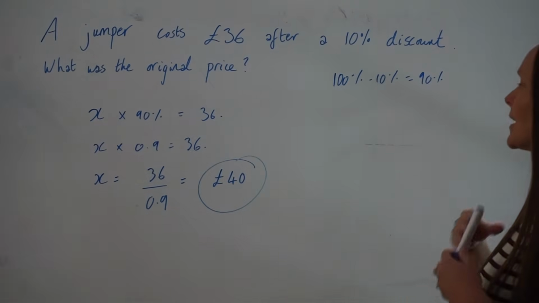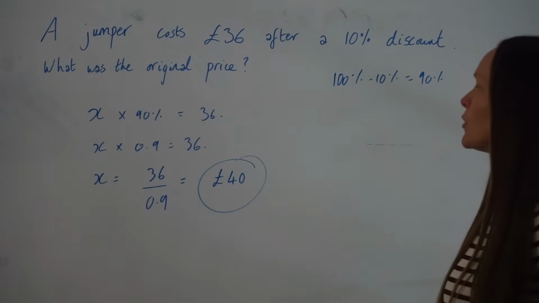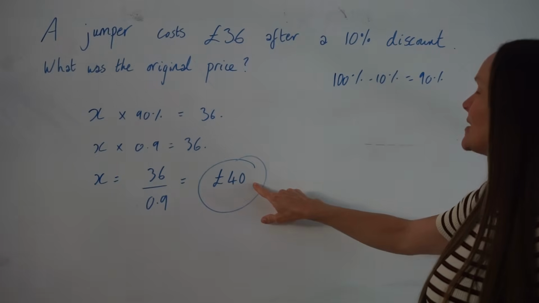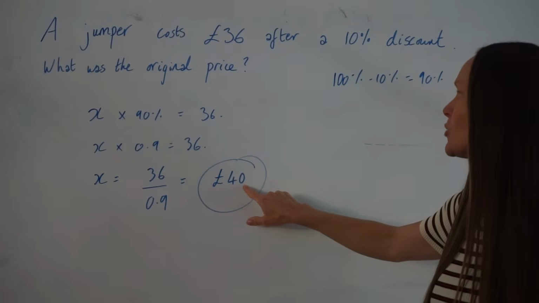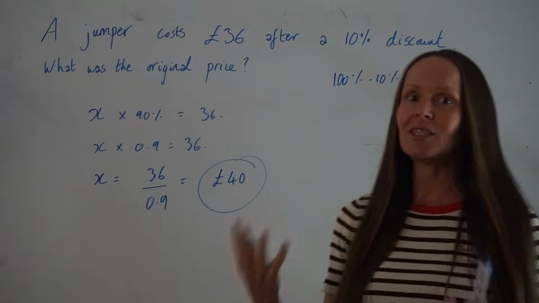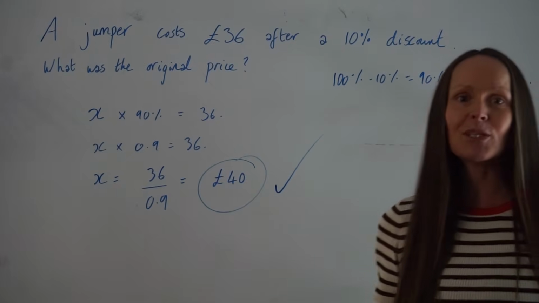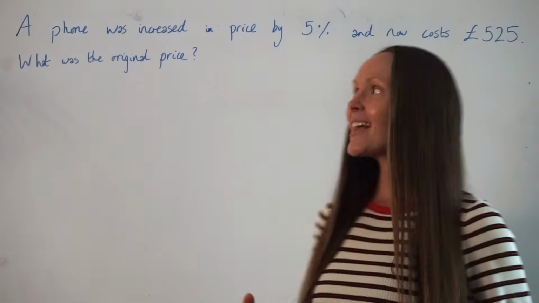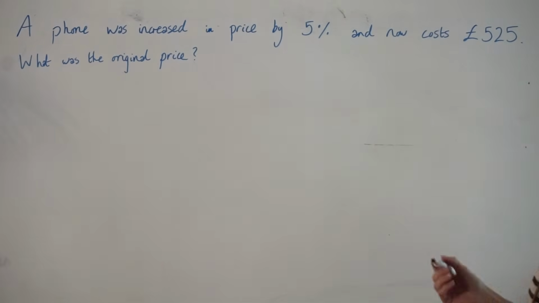Just always do a little check at the end. Does your answer make sense? We know that the jumper was discounted by 10%, so you would expect the start price, the original price here, to be higher than 36, which it is. Okay, so we have a sensible answer. The answer is £40. In our next example, a phone was increased in price by 5% and now costs £525.